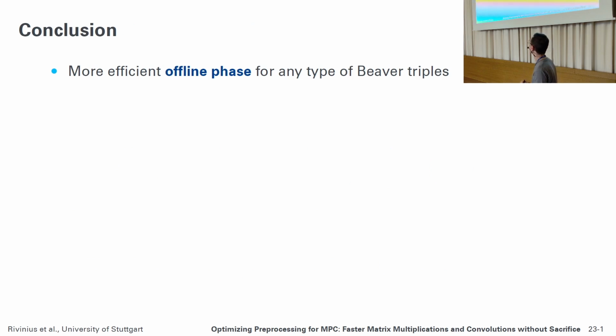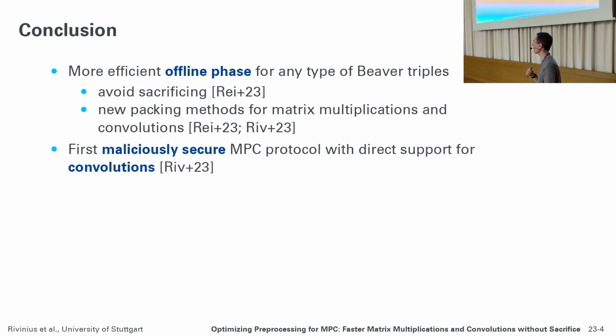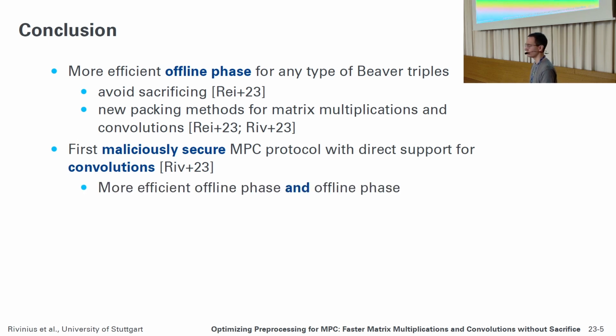So overall, we have shown that we can more efficiently generate Beaver triples in the maliciously secure offline phase by avoiding sacrificing and using special techniques for packing matrices and convolutions. We first directly do the convolutions in a maliciously secure setting, whereas before it was all emulated with matrices, and we show that that gives you a more efficient online phase and a more efficient offline phase.